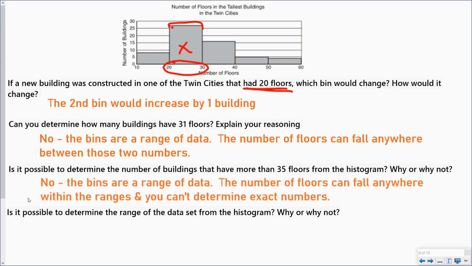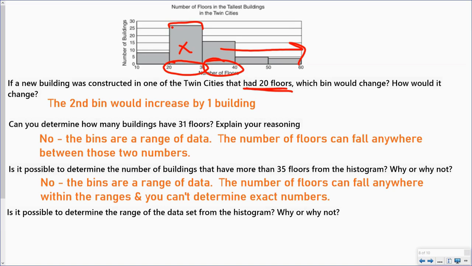And is it possible to determine the number of buildings that have more than 35 floors? And again, the answer would be no. The bins are a range of data. The number of floors can fall anywhere within that range, and you can't determine exact numbers. So I know that more than 35 is going to fall somewhere here, but I don't know exactly how many in this range here are 35 or 34 or 33 or 36. So I can't tell exactly.